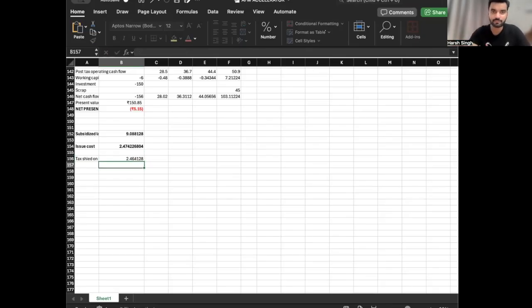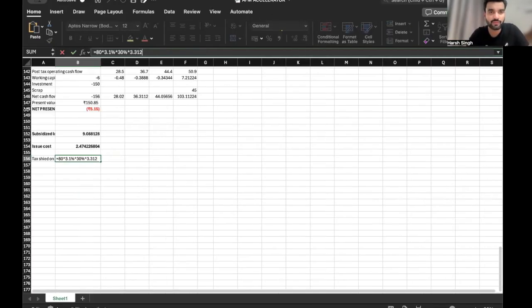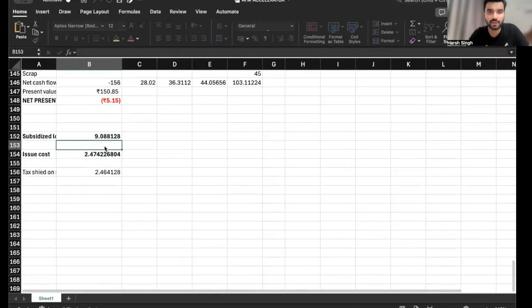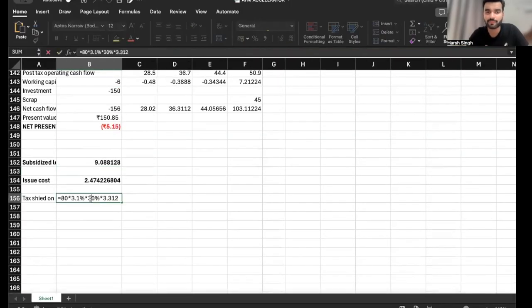Listen carefully. What happened over here? Now we need to find out tax shield, the tax benefit that we are going to get. Are you getting my point? Now we have to consider the tax benefit that we are going to get. And how do we calculate that tax benefit? Whatever the net interest we are paying, find out the tax payment on that interest.